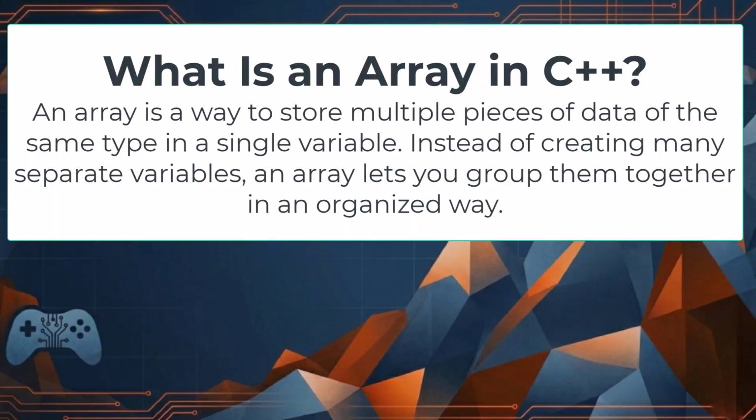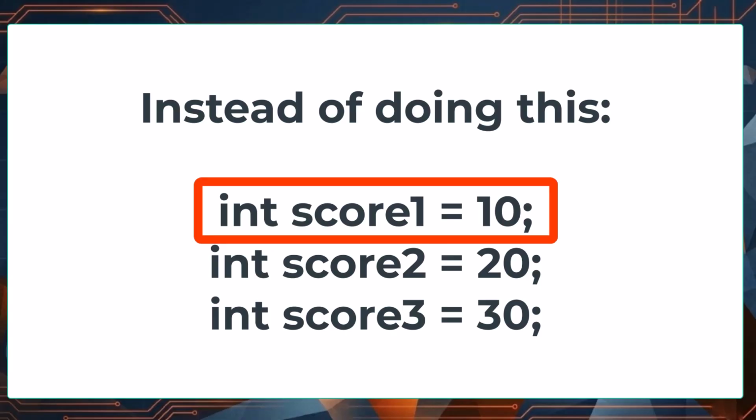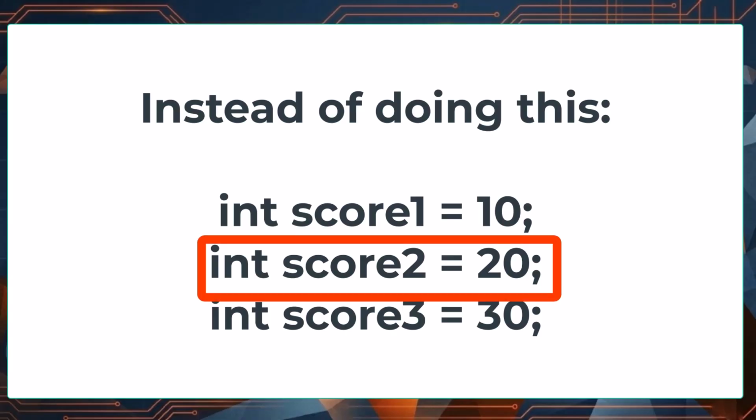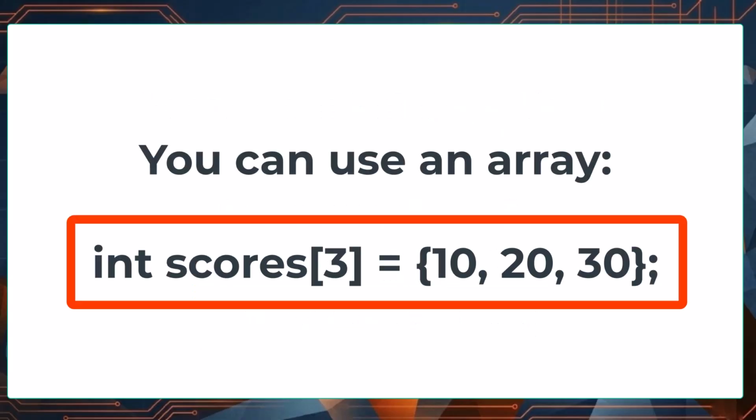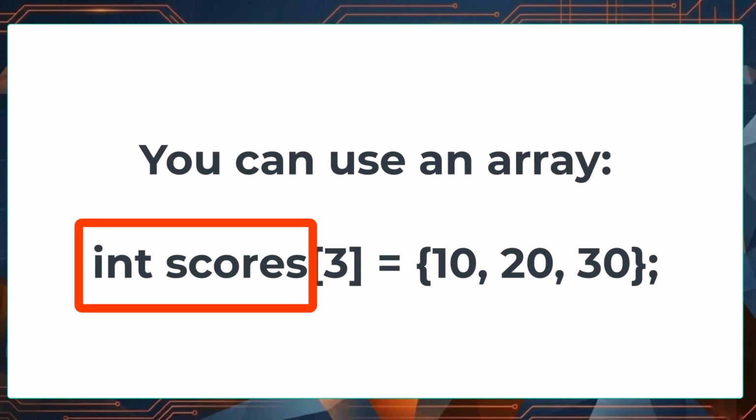So let's start off by talking about arrays, which is essentially one of my favorite data structures. And the way that we want to think about an array, or what is an array essentially, is a way to store multiple pieces of data of the same type in a single variable. So instead of creating many separate variables like this, we have integer score 1 equals 10, integer score 2 equals 20, integer score 3 equals 30, you can easily just combine them into one array. So for example, we have all three values, 10, 20, 30, and they're stored in a single variable called scores.